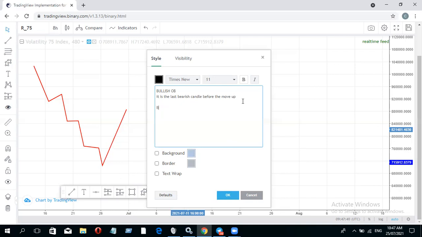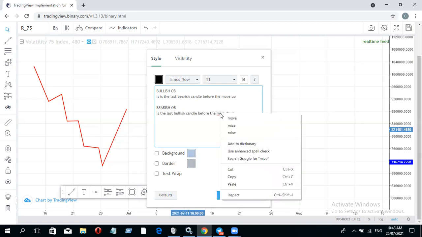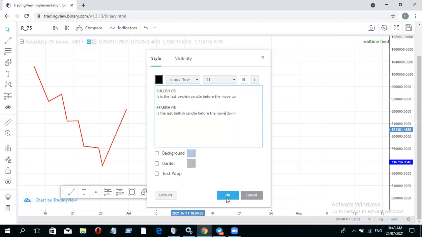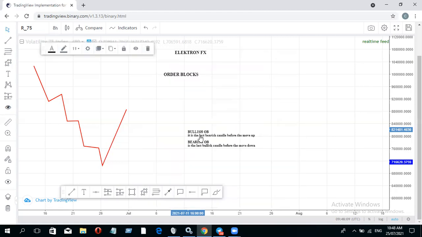And the bearish OB is the last bullish candle before the move down. So this is the kind of order block we have. That is a bearish order block, the last bullish candle before the move down. You can always spot this in your charts.